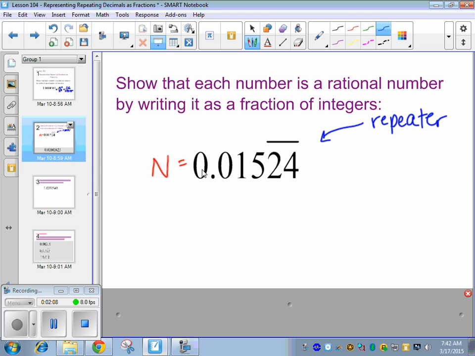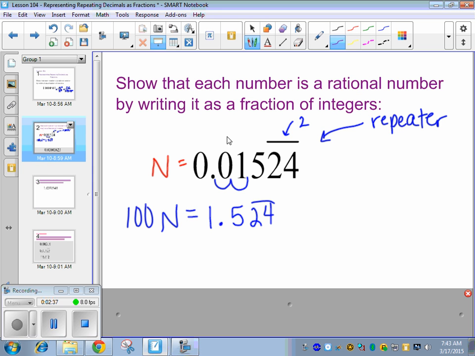So what I'm going to do is multiply both sides by 100 because there are 2 spaces that the bar is over. So we're going to use 100. So I'm going to multiply by 100 on the left. So that's 100n. And if I multiply by 100 on the right, it moves my decimal right here. So I have 1.5, and then we have the 2, 4 repeater.